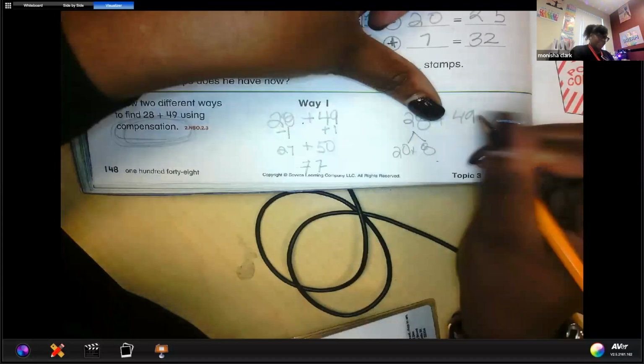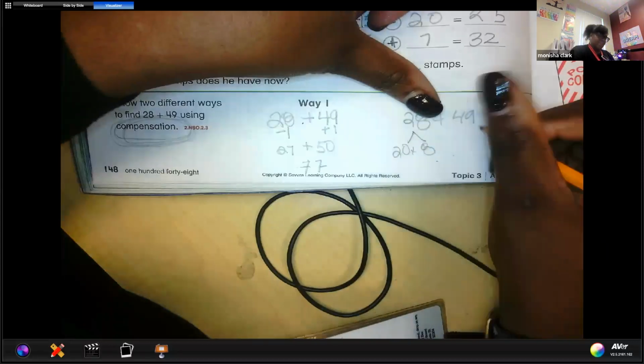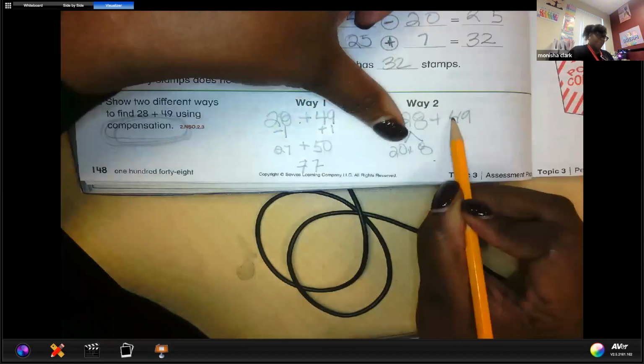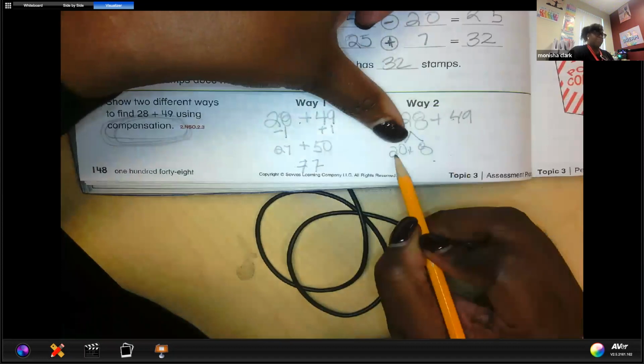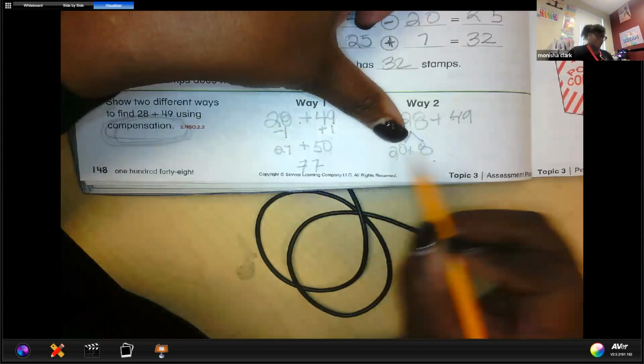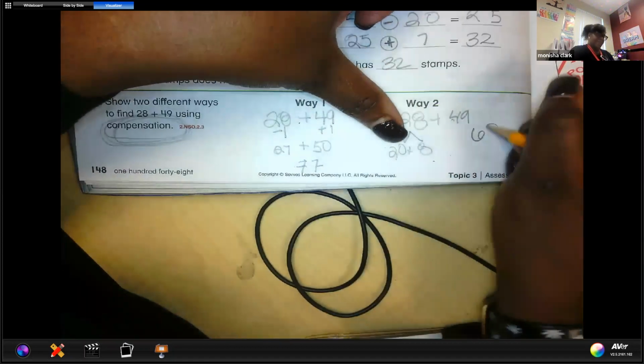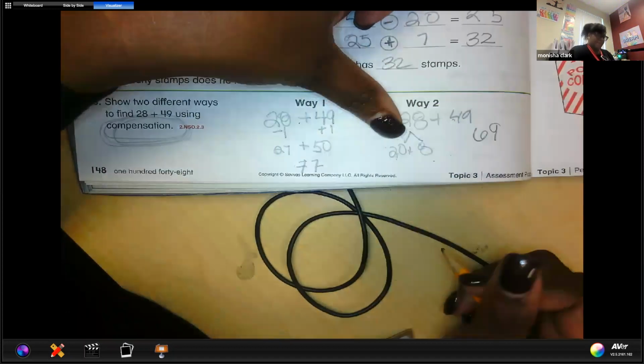So we have 20 plus 8. Now we're going to add 20 to 49. 20 plus 49 is what? We have 4 plus 2. 4 plus 2 is what? 4 plus 2 is not 8. 4, 5, 6. That's 6. With 9 left over, that's going to give us 69 plus what? 8. We have 69 plus 8.